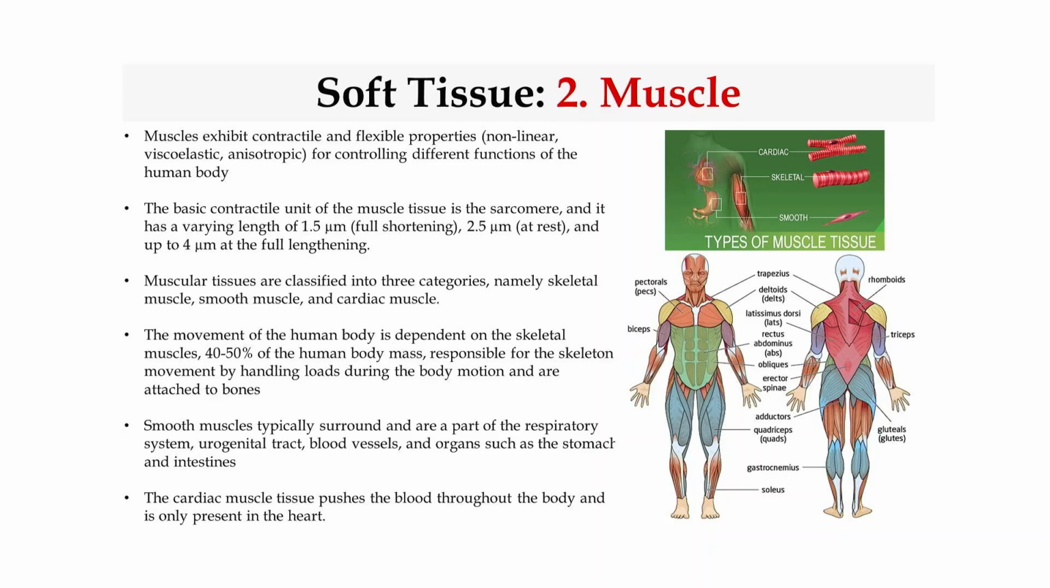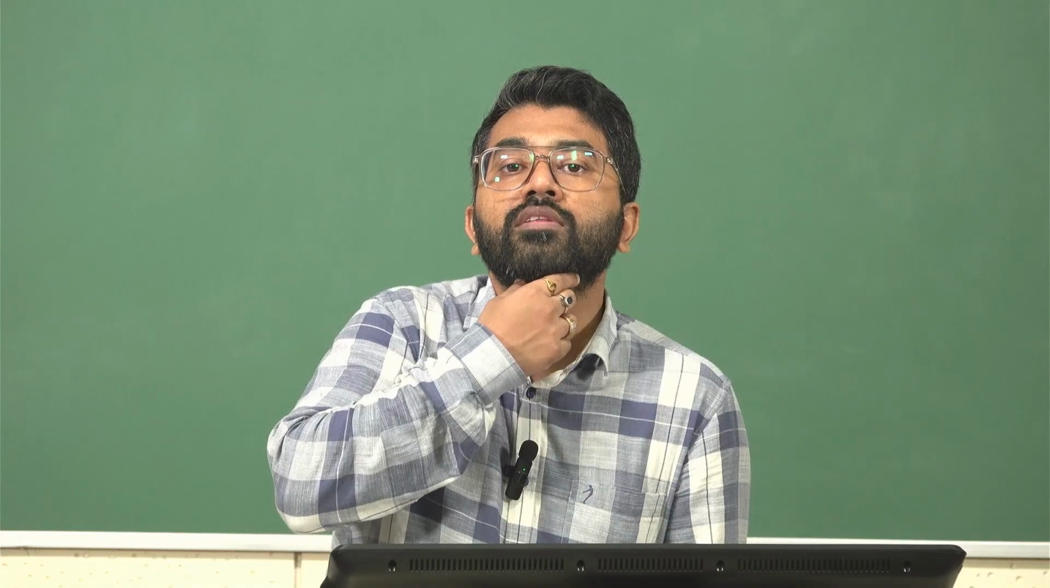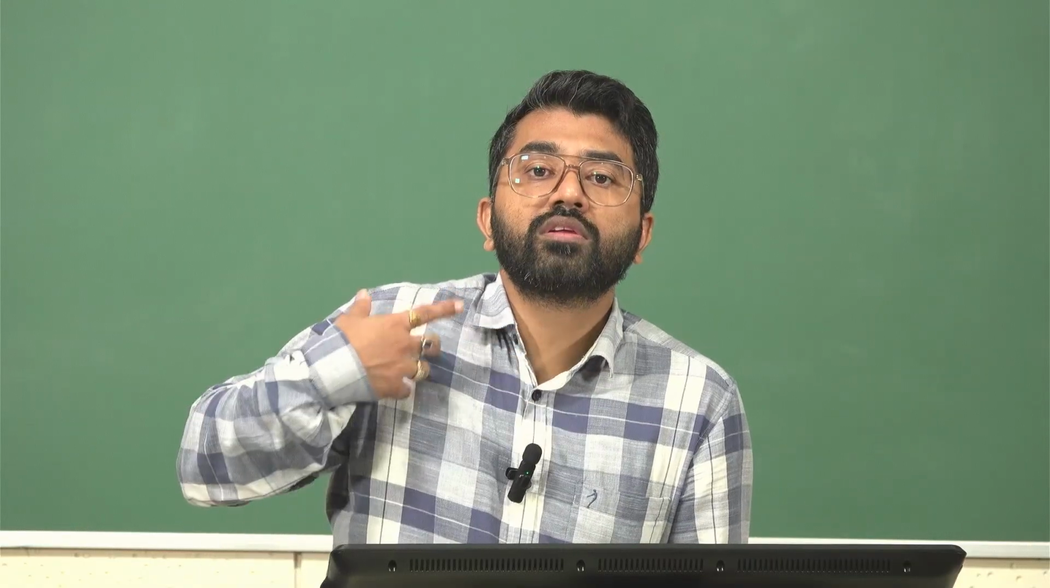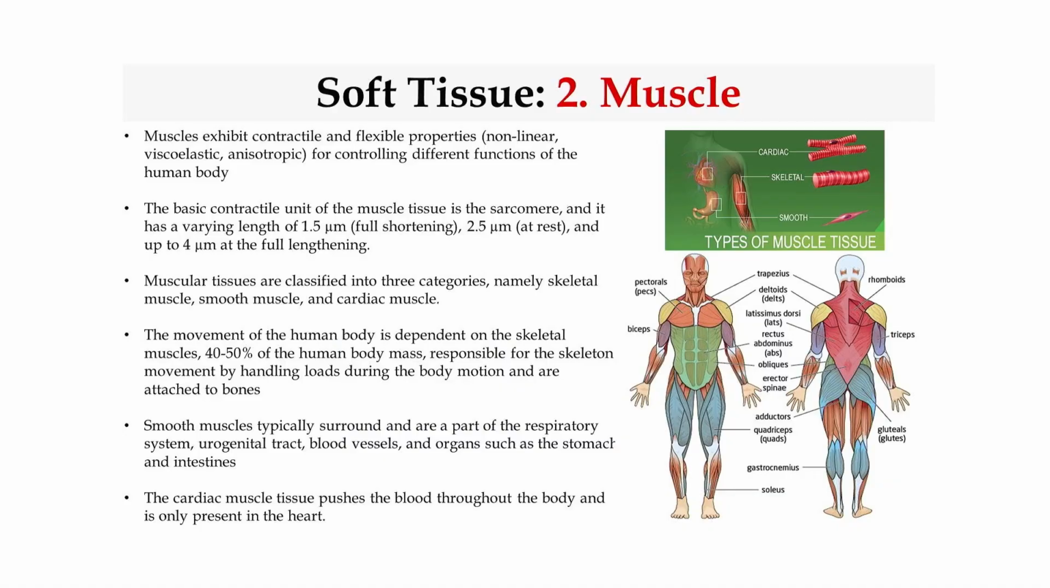The next part is smooth muscles. Smooth muscles typically surround and are a part of the respiratory system, right? Respiratory system is your upper tract, which is the trachea, and it goes all the way down to the lungs, right? You're looking at this part, and then you have the lungs and the different components of the lungs. Then they also line or cover the different components of the urogenital tract, blood vessels. So they are pretty important. Smooth muscles are basically forming all the blood vessels, and organs such as the stomach and the intestines, right?